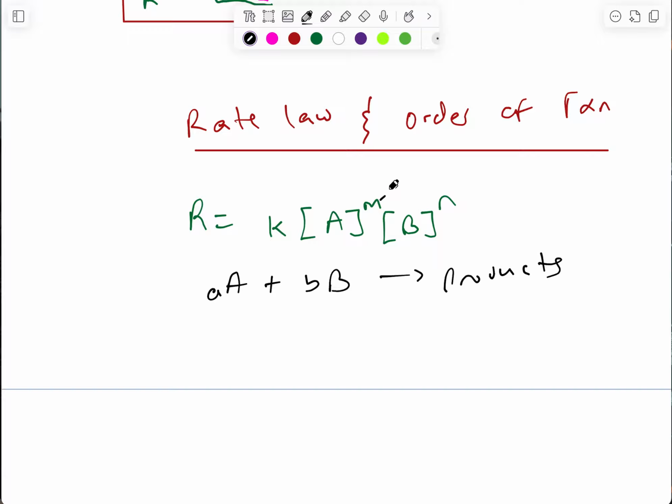They are called the order of reaction. Of course, r is the rate, and k is called the rate constant. Whenever I use square brackets like this, I mean molar concentration. So let me quickly talk about this order.